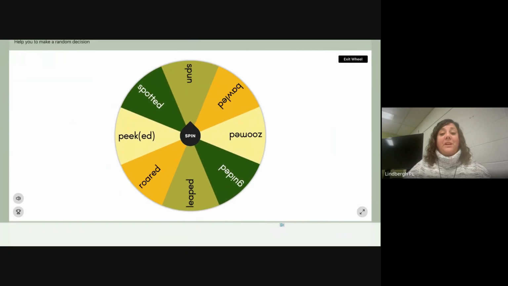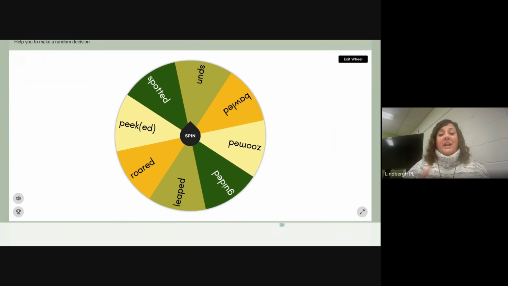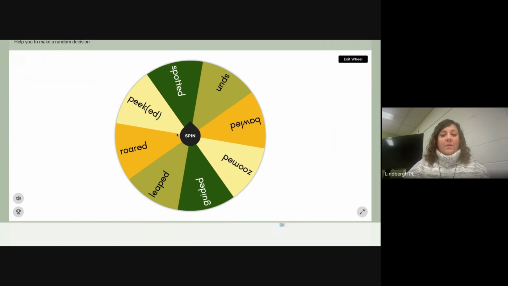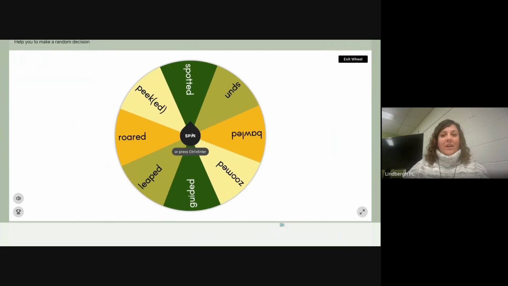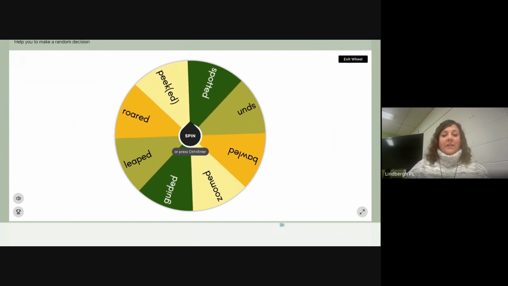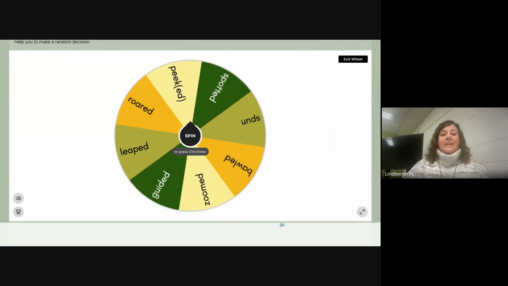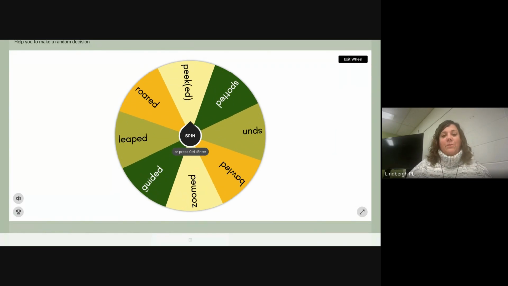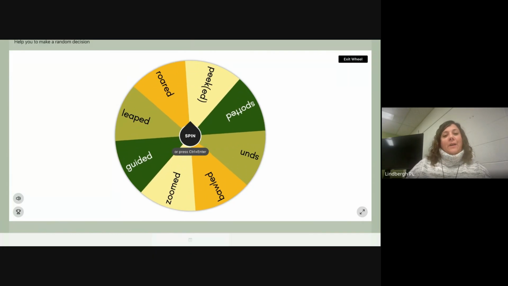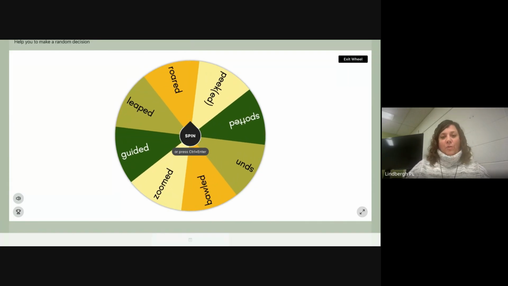But this is something really quick as I'm transitioning, as I have just a minute or two. I can pull this up. I've got my words already on here. It lives for a year once I create it. So I can just spin my wheel and say, okay, my word is guided. Act out how it would look if you guided someone somewhere. Peeked. Act out how it might look if you peeked over a wall.